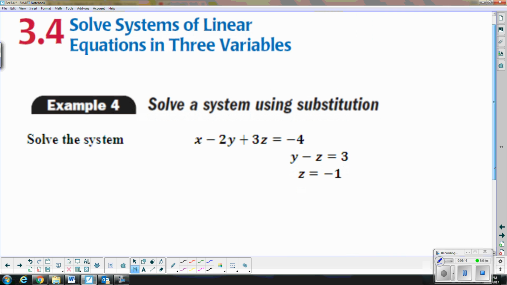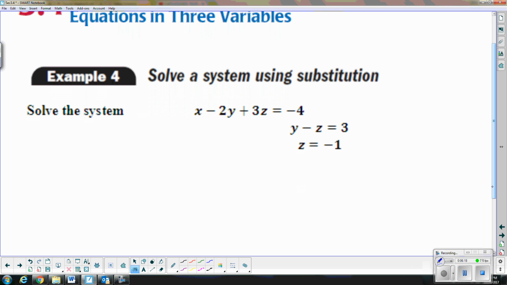All right, and then the next one is solve a system using substitution. This is a little bit simpler because you don't have to eliminate first. You don't have to get down to two equations of two variables. You can just work backwards with the values that you have. So we have z. We've already solved for z, or they have solved for z for us. So we have z equals -1.